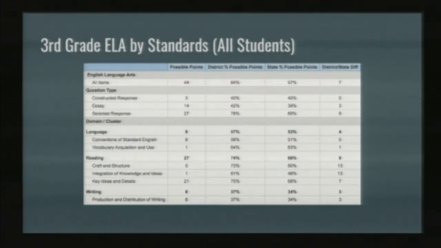As you look across the top, you'll see the different categories. The first category shows the possible points that students can achieve, and then you look at how the district performed, the percentage of points that the district acquired, and then how the state did. The last column shows the comparison between how the district performed versus the state.